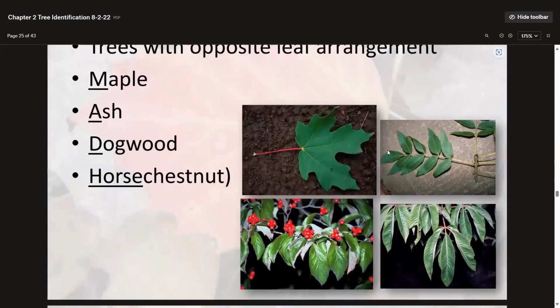Here's what they look like. So you got a maple up here on the left. To the right, you have an ash tree leaf with the little leaflets. On the left, you have the beautiful bearing dogwood. And then on the right, you have the little horse chestnut leaves that come off. So that's what they look like. And as you can see on the brackets on the top right picture, the ash tree, those leaflets are attached to the petiole on opposite sides of the twig, where they come out.